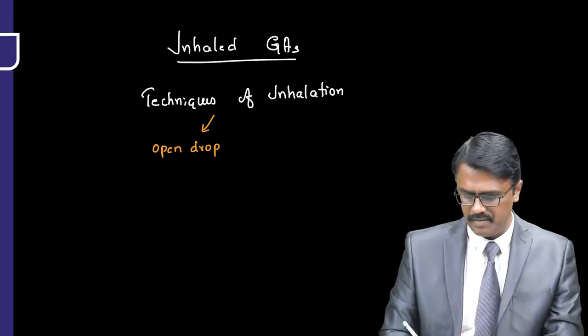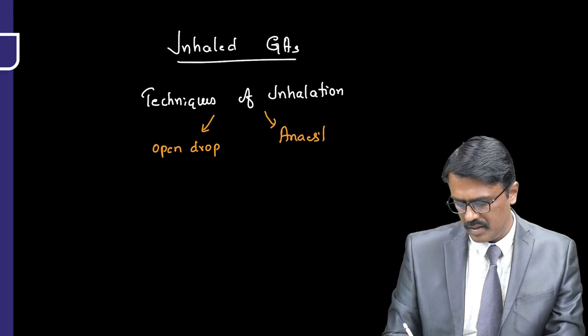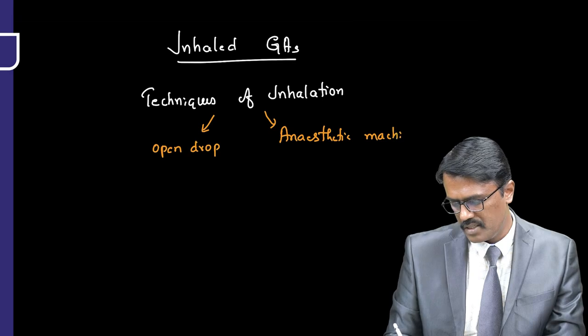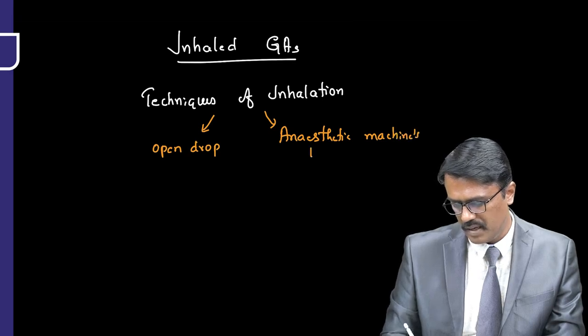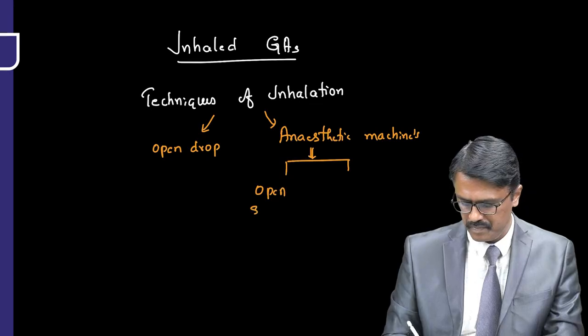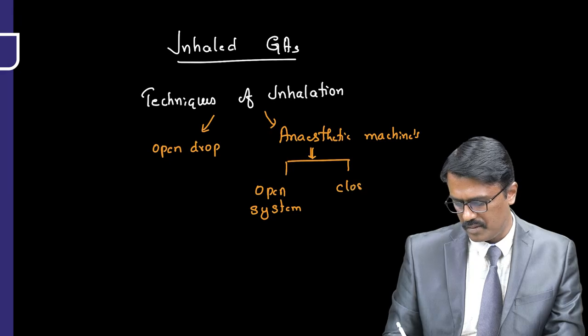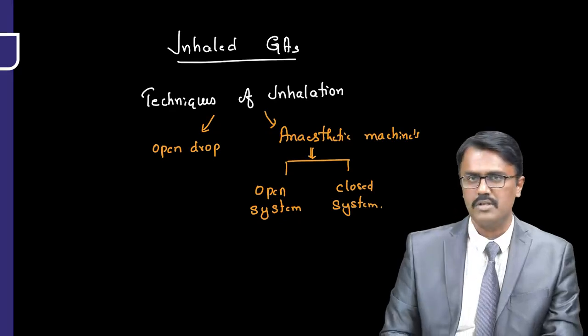Nowadays we have anesthetic machines, like Boyle's machine, and there are two ways to deliver the anesthetic. One is called the open system and one more is called the closed system. Sir, what do you mean by open system and closed system?